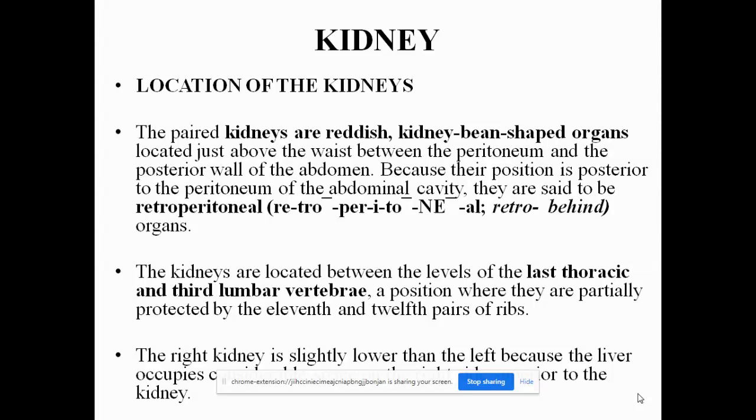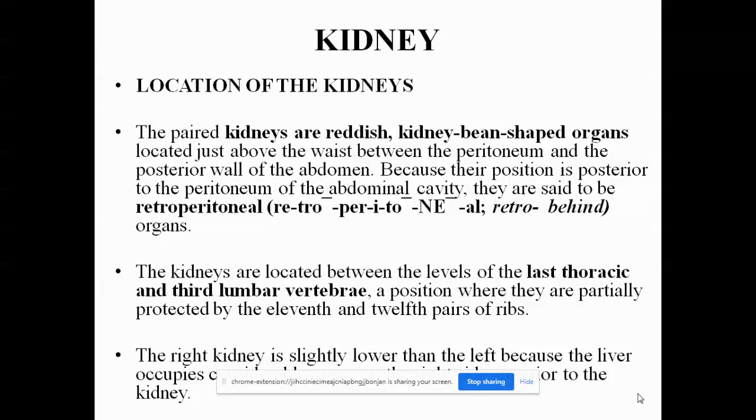So, where is the kidney located? The location of the kidneys. The kidneys are paired, reddish, kidney bean shaped organs, and they are located just above the waist between the peritoneum and the posterior wall of the abdomen.